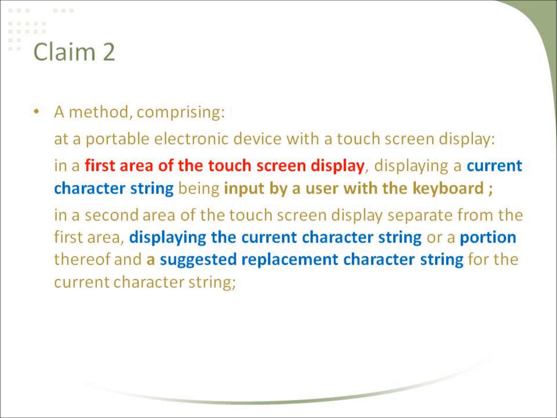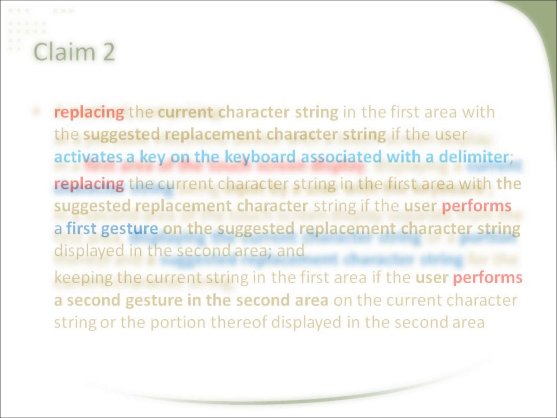Basically it says that there are two different areas of the touchscreen display, and the first area has a character string which is inputted by the user with a keyboard, and the second area can either display the entire character string or a portion of it, and it will also give you a suggested replacement character string. And then there are three things that you can do with it.